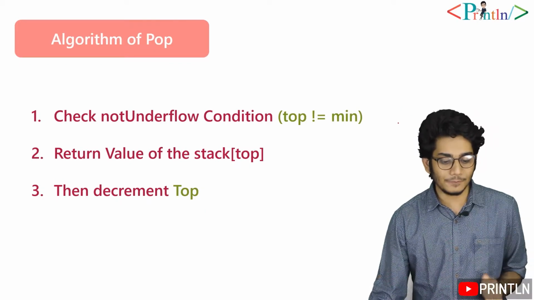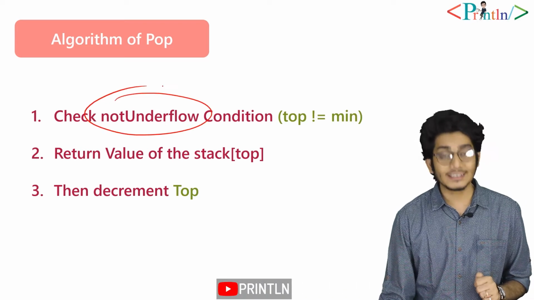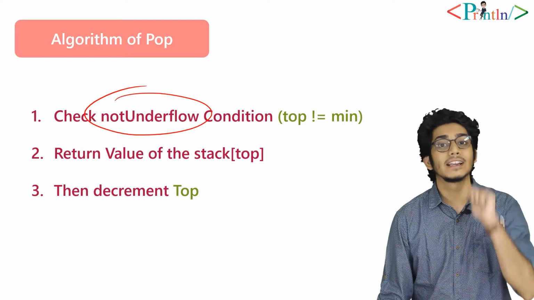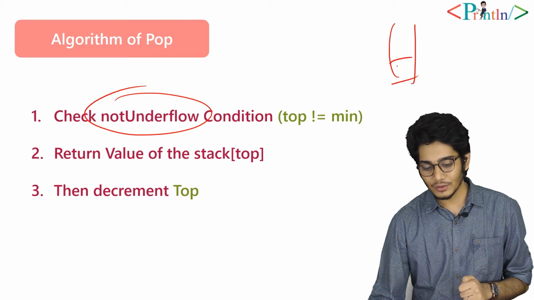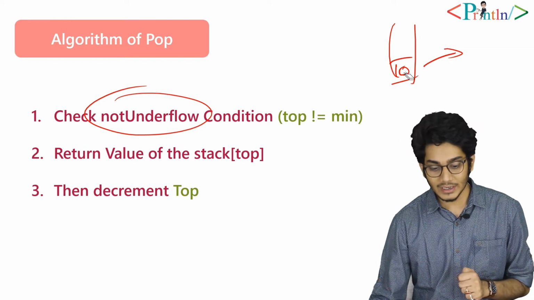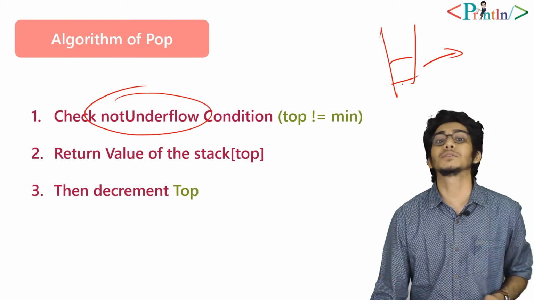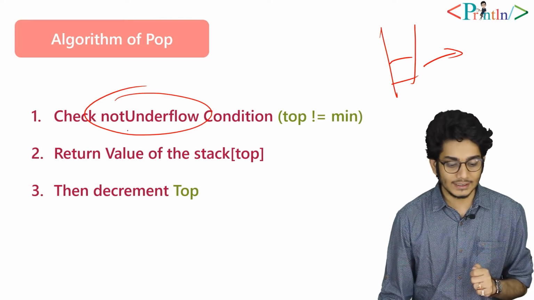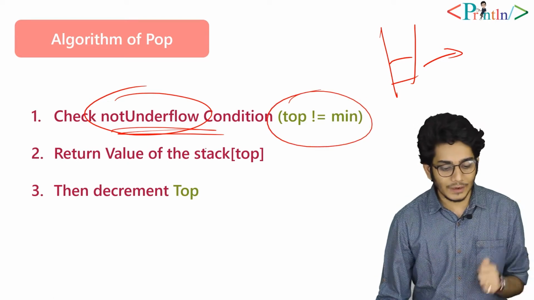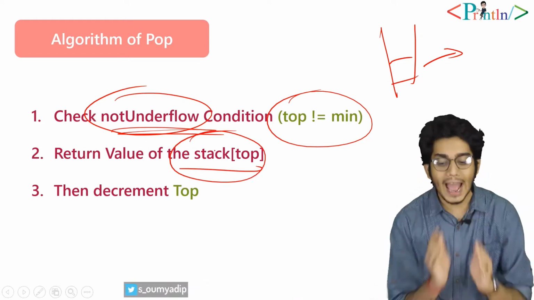Now at first what do we have to do? We have to check that our stack is not underflow. It means we have some values in a stack. Let's say that we have 10 in our stack, then we can pop this 10. If we don't have any value within our stack, then how could you pop anything? So at first we have to check the underflow condition, that top not equals to min. Then what do we have to do? We have to return the value we have within our top.